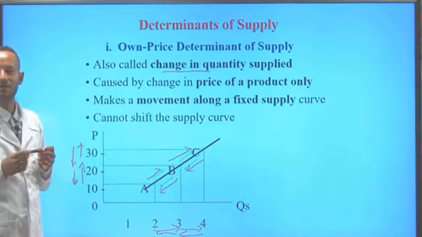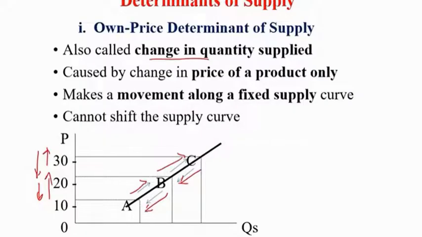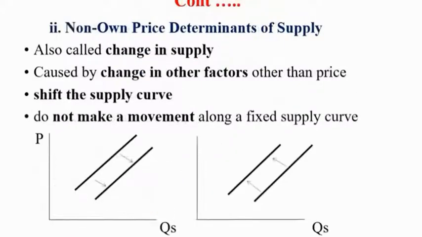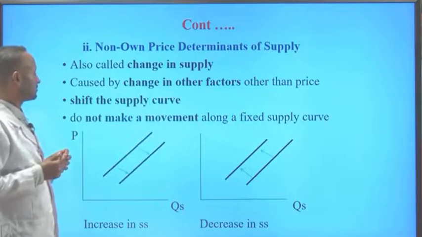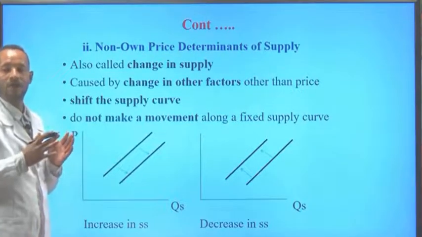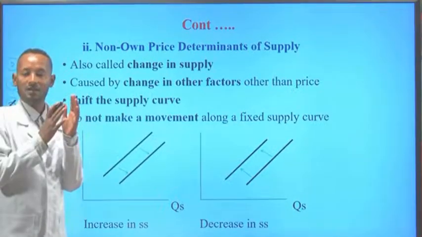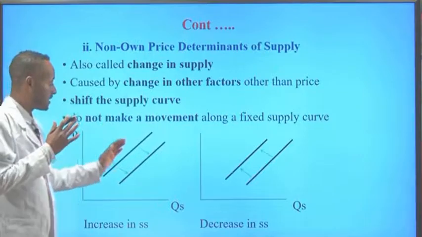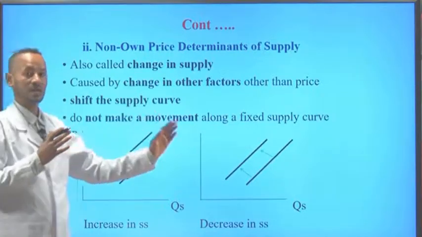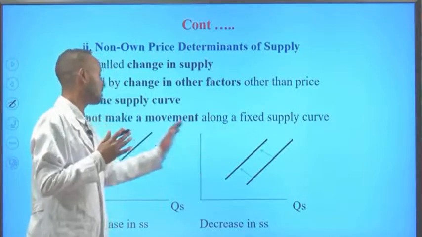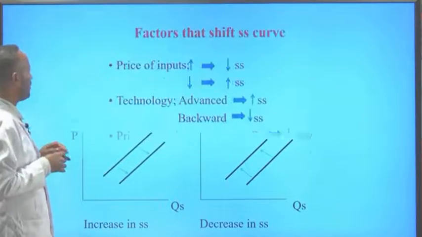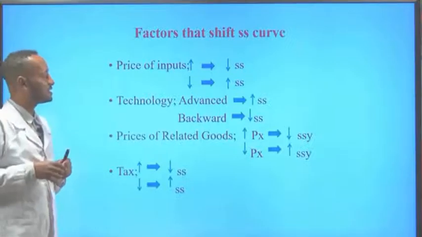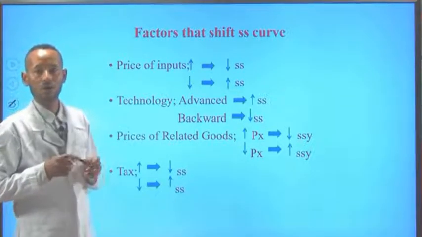Rather, with the change in the price of a commodity, there is no shift in the supply curve of a commodity. Now, let's see the non-own price determinants of supply, also called change in supply, and they are caused by change in factors other than the price of a commodity. And these factors shift the supply curve either to the left or to the right. Any factor that increases supply of a commodity shifts the supply curve to the right, and those factors that decrease supply of a commodity shift the supply curve to the left. Now, let's see the factors that shift the supply curve either to the right or to the left.